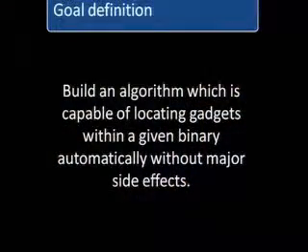Okay. Our goal definition is that we want to have an algorithm which is capable of locating gadgets regardless of which architecture we have, and we want to have that without major side effects. Because side effects are one of the major problems that we face with all return-oriented programming approaches. All instructions, as you normally know from x86 assembly language, have side effects like flags or undefined behavior, so we actually have to take very special care if we want to chain code that should not be chained in the way we want to chain it.